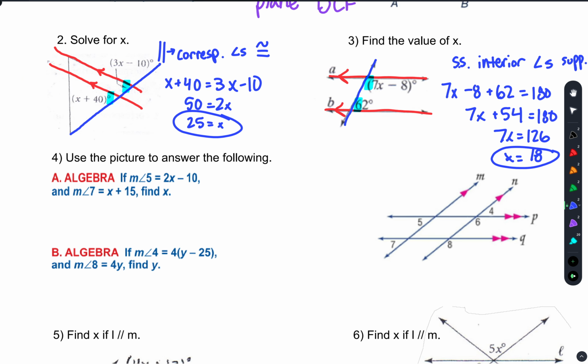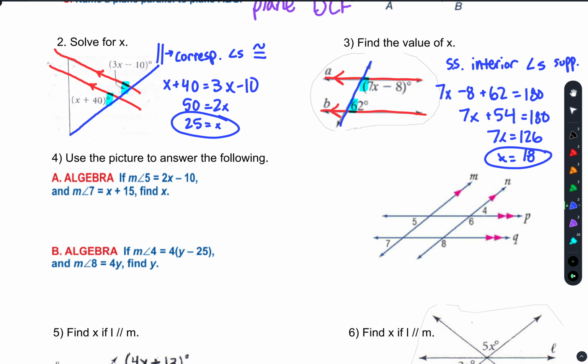Let's look at number 4 because number 4 gets a little bit tricky. Notice, I have lines M and N, which are parallel to each other, and I have lines P and Q, which are parallel to each other. This is super common where we have a diagram that has more than one pair of parallel lines in it. What I recommend you do is look at the angles in the question. So angle 5 and angle 7, I'm going to highlight them. Here's angle 5, here's angle 7.